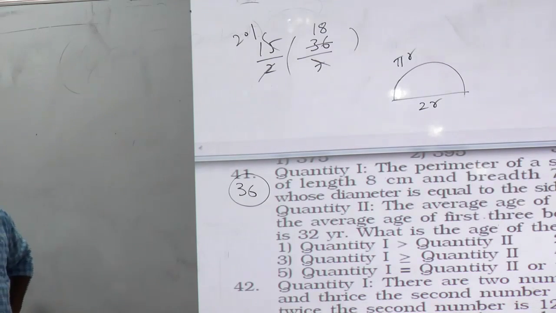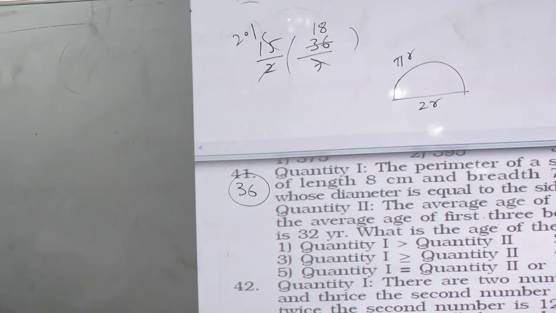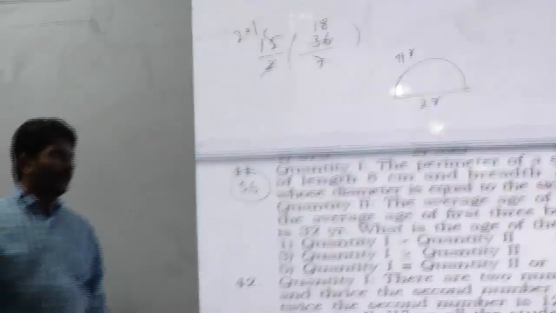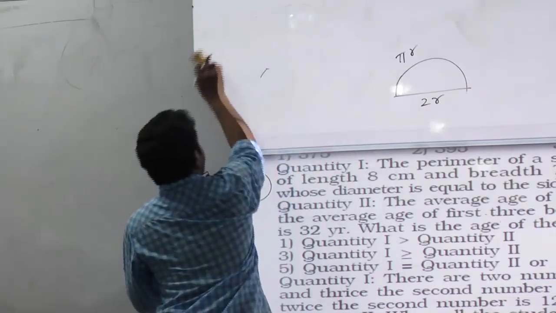And then the average of 7 boys sitting in a row facing north is 26. If the average of the first 3 boys is 19 and that of the last 3 is 32, what is the age of the boy who is sitting in the middle of the row? Who is in the middle? The fourth person.